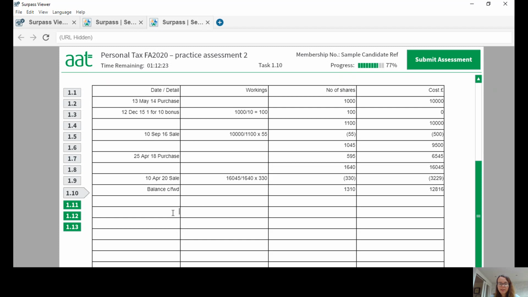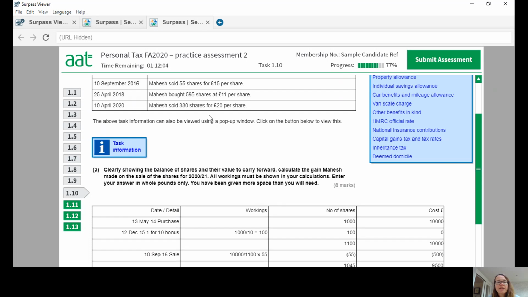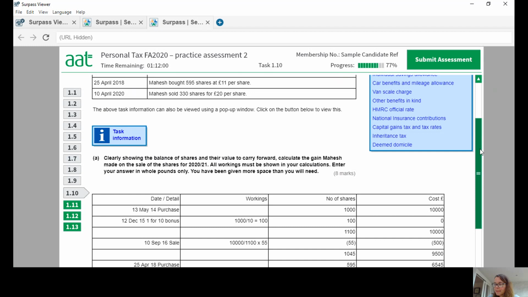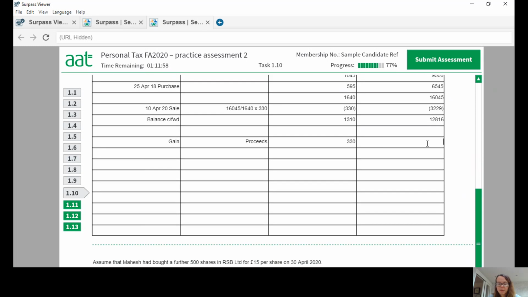So then we just have to do the gain calculation. I tend to use these two columns for shares and costs, but I don't suppose you have to do it like that. Proceeds. So we've got 330 shares. How much did we sell them for? 330 times £20 is 6,600.